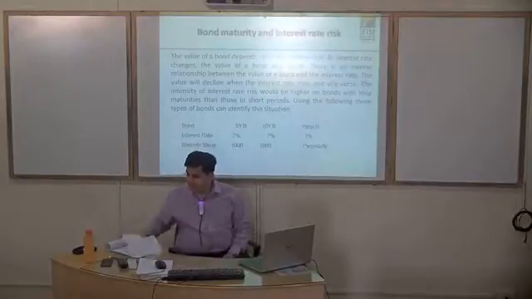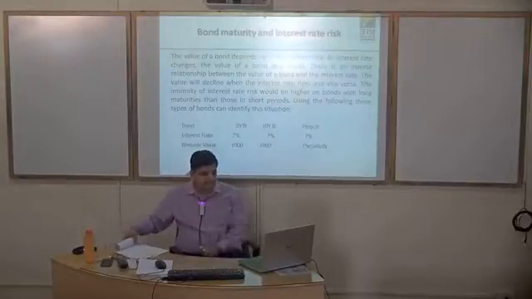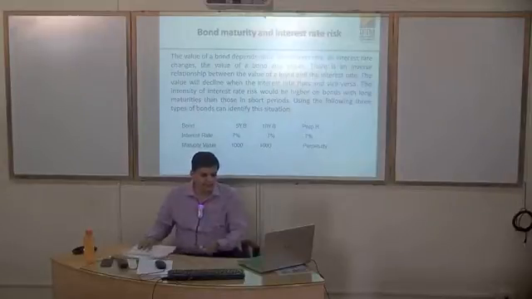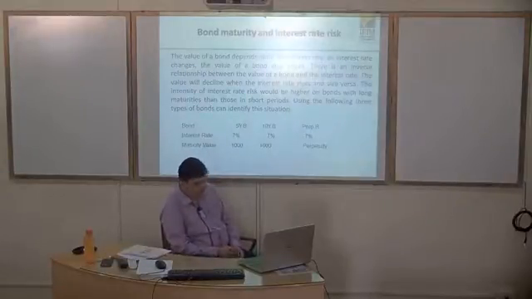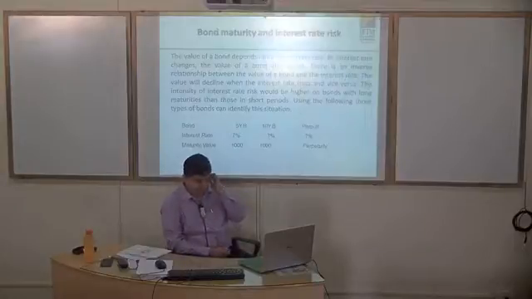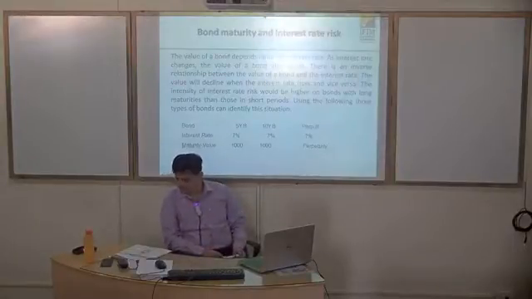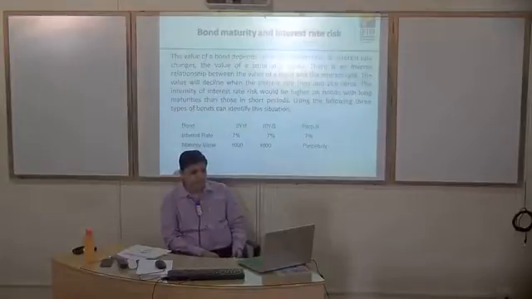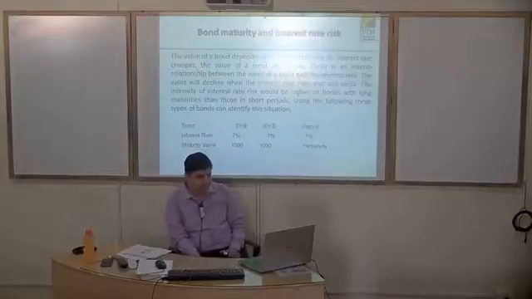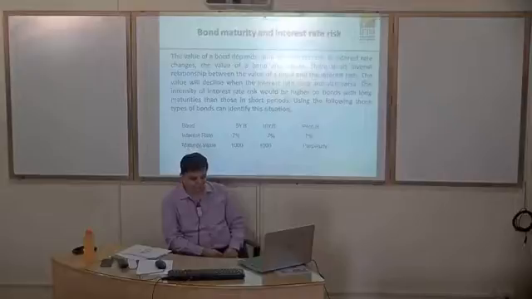Bond maturity and interest rate risk. The value of a bond depends upon the interest rate. As interest rate changes, the value of a bond also varies. There is an inverse relationship between the value of a bond and the interest rate. If the interest rate goes up, the value of the bond decreases and vice versa. The intensity of interest rate risk would be higher on bonds with longer maturity than those with short periods.